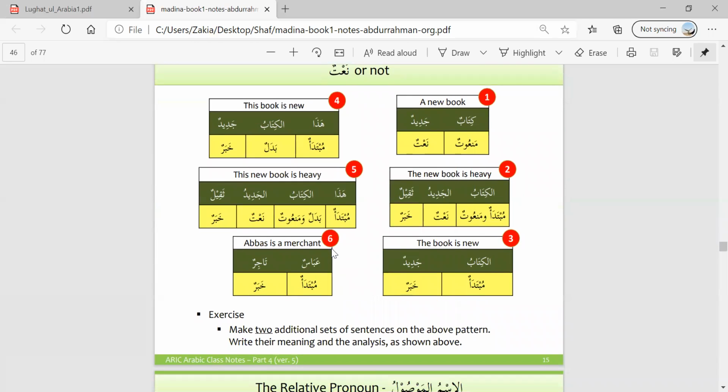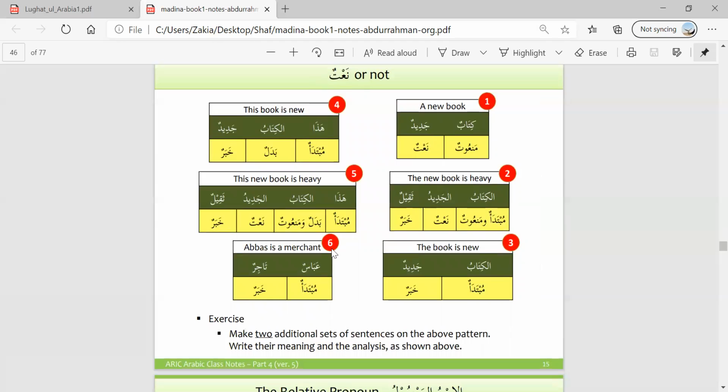Okay, so here there's an example for you. Check that with your teacher. Make two additional sets of sentences on the above pattern. So look at the first one, nat or not. Okay, so here you have man'utun and na'tun, kitabun jadidun. Okay, and then you have al-kitabu jadidun. So this is not na'at. Why? Because you have mubtada and then you have khabar. Otherwise you would see it matching.